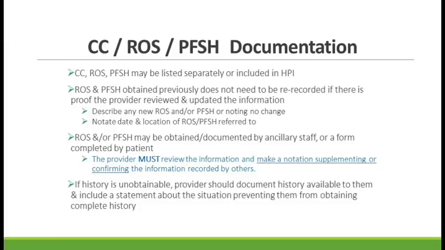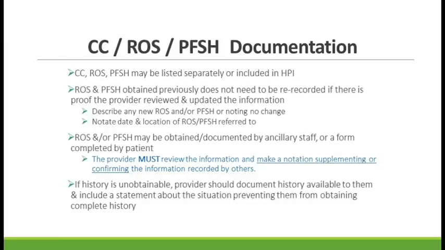The chief complaint, review of systems, and past medical family social history may be listed separately or included in the HPI. CMS states that the review of systems and the past medical family social history previously obtained does not need to be re-recorded if there is proof the provider reviewed and updated the information. In an electronic health record, there is usually a review button that the provider can click to indicate that they reviewed each section of history. This leaves an audit trail that may be referenced if needed.